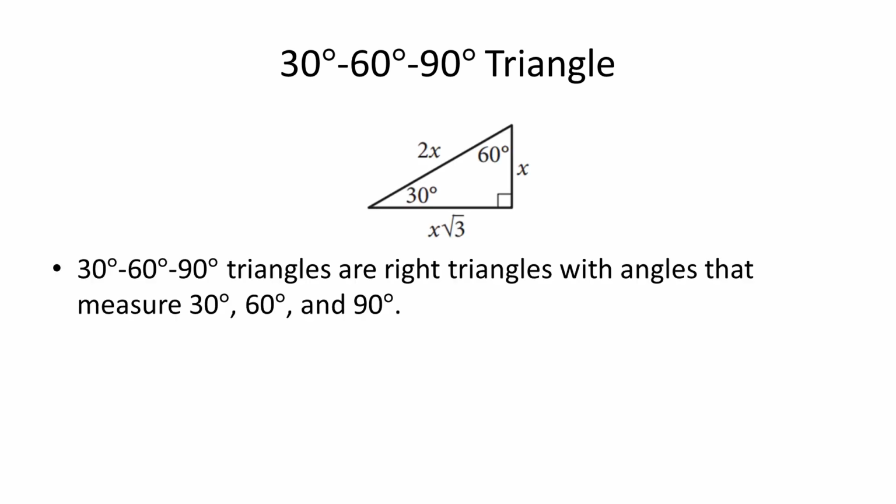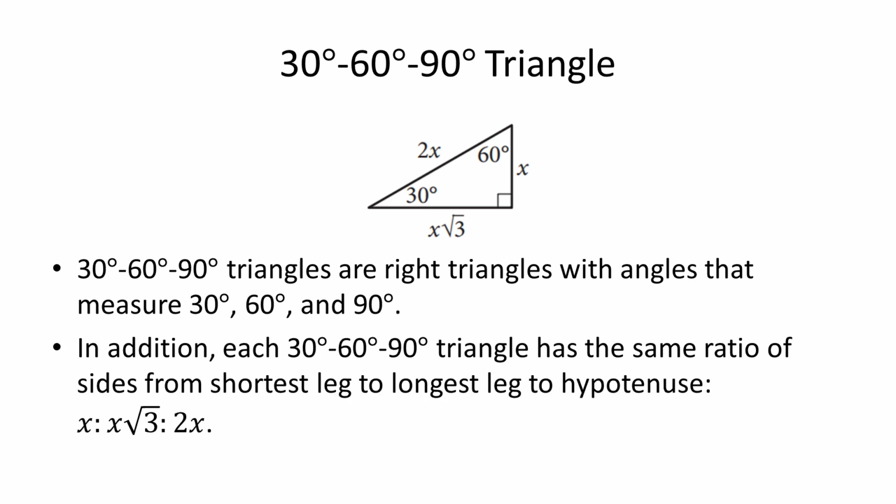One of these special right triangles is the 30, 60, 90 triangle. 30, 60, 90 triangles are right triangles with angles that measure 30 degrees, 60 degrees, and 90 degrees. In addition, each 30, 60, 90 triangle has the same ratio of sides from shortest leg to longest leg to hypotenuse, which is x to x times the square root of 3 to 2x.